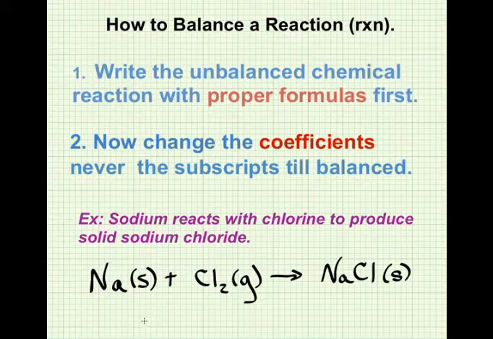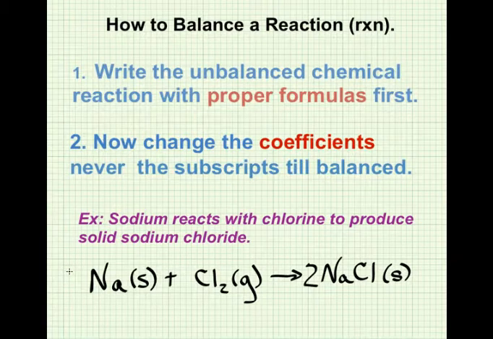Now we're on to step 2, and step 2 is we change the coefficients, never the subscripts, but the coefficients until they're balanced. So real quickly, we look at this. I've got 1 sodium on the left. I have 1 sodium on the right. I have 2 chlorines on the left, and right now I have 1 chlorine on the right. The way I make it 2 is by putting it in front. Okay, that's the coefficient. But as soon as I do that, while I've balanced out the chlorines, what's no longer balanced? That's going to be the sodium.